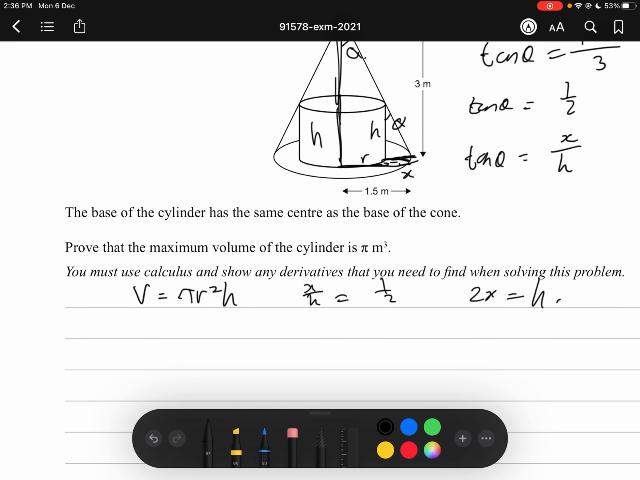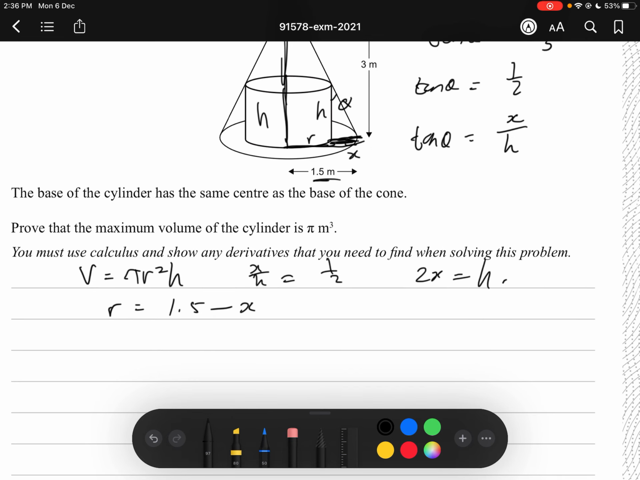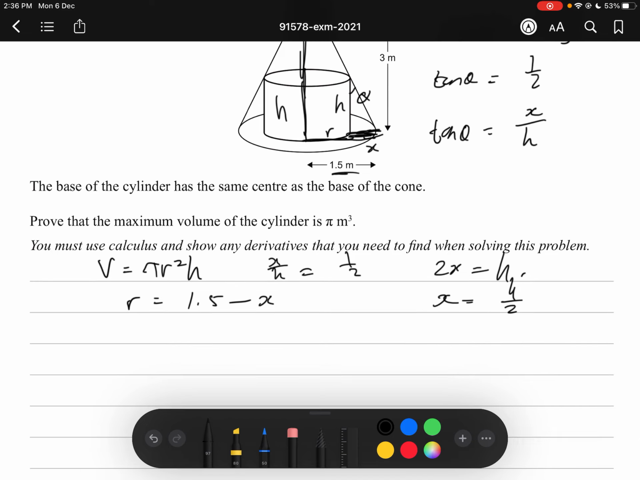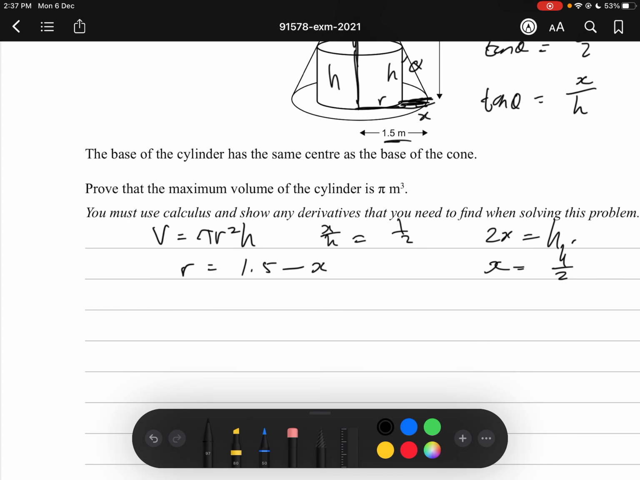As you can see here, we can call the big radius of the cone just 1.5 here. And we know that the small radius r is equal to 1.5 minus this x value here. So we say r is equal to 1.5 minus x. And if we rearrange in terms of x in this expression, we can say x equals h over 2. Therefore, we can now write the expression for the volume of the cylinder. So we can say that volume equals pi, r, which we now know is 1.5 minus h over 2, squared, times h.